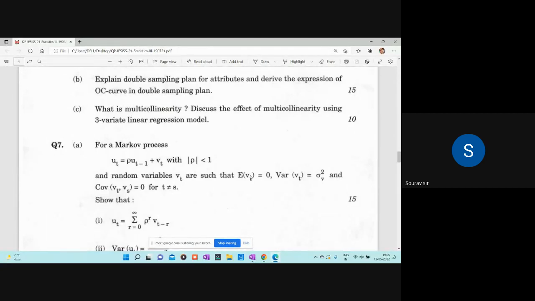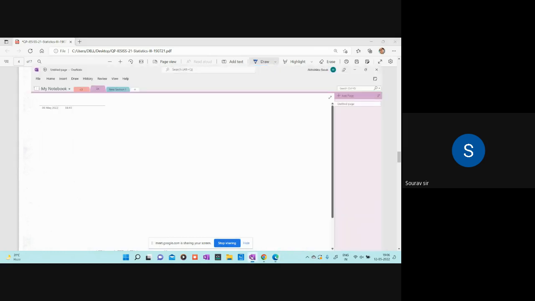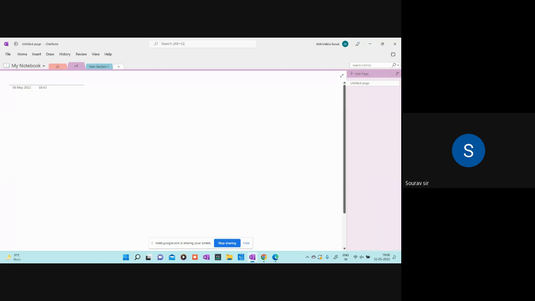Okay, if you can recall, this was my actual question: what is multicollinearity and discuss the effect of multicollinearity using a three-variate linear regression model. I am not going into the details of multicollinearity today, but explaining whatever we are asked to do over here only. Basically there are two types of multicollinearity.